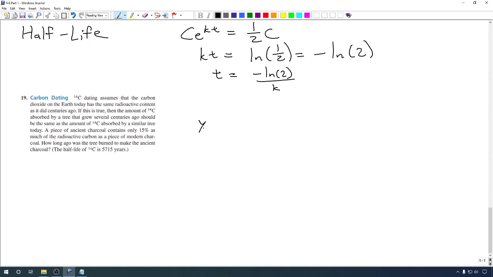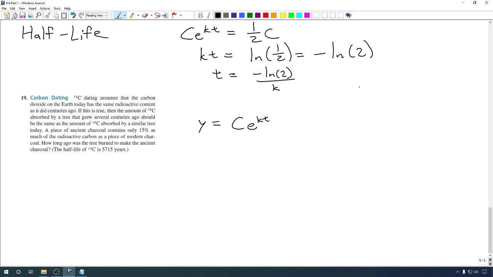Essentially, our model here is going to be y equals c e to the kt. Of course, the c here is not really given to us. They don't tell us exactly what amount of carbon-14 there was initially. But since we're working in terms of percentages of the initial amount, that won't really matter. But we do need to find out what k is. And we're going to go ahead and use this formula.